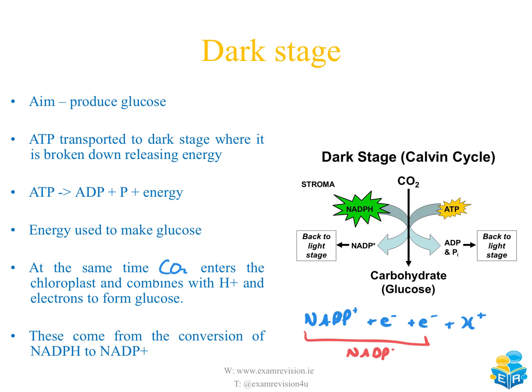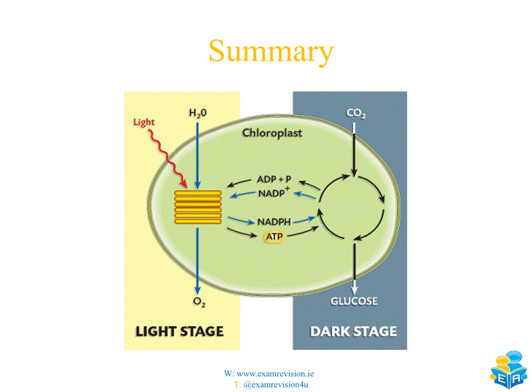Okay, so once again, CO2 is entering into the leaf. It's going to combine with the H pluses and the electrons, which have been formed because the NADPH has been broken down, and we're going to form our glucose, okay, which is exactly what we wanted as part of photosynthesis. So just a quick summary then of the light stage and the dark stage.